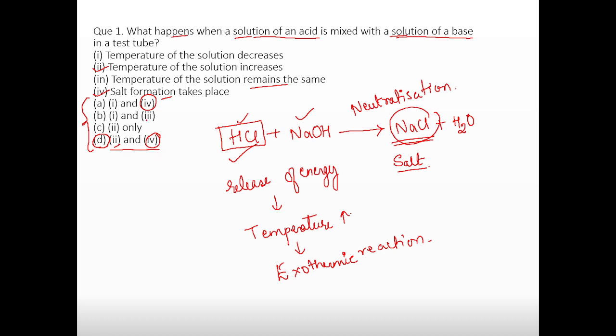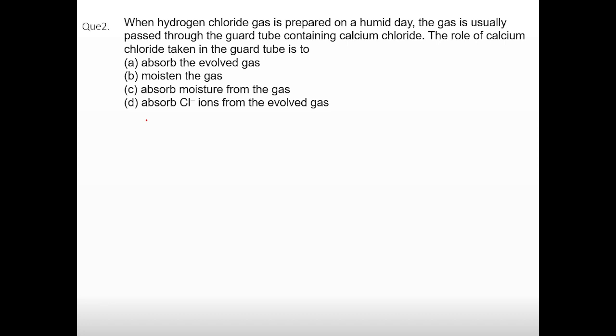Let's move to the second question. So question number 2, what does it say? When hydrogen chloride gas is prepared on a humid day, so what is hydrogen chloride gas? It is HCl. A humid day means a day where a lot of moisture is present in the air. So that is a humid day.